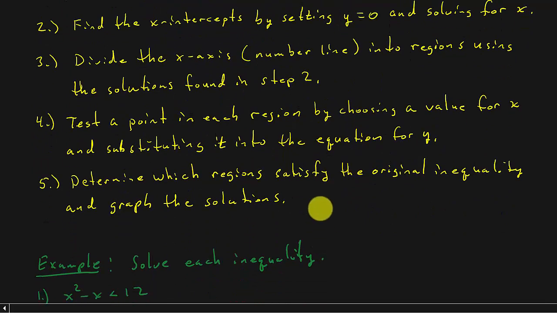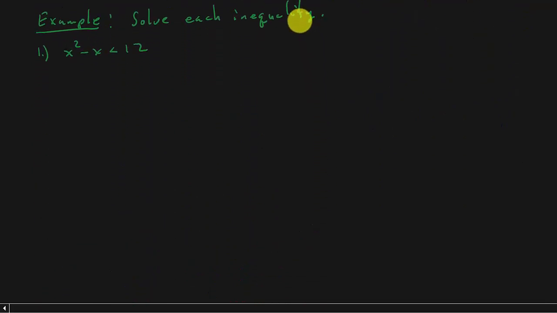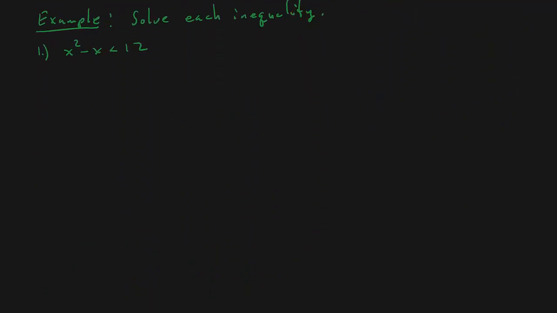All right. So let's get to the good part. Let's get up here where we're going to solve these things. So we want to solve each inequality. I think we've got 3 of each, 3 of the polynomials and 3 of the rational functions.